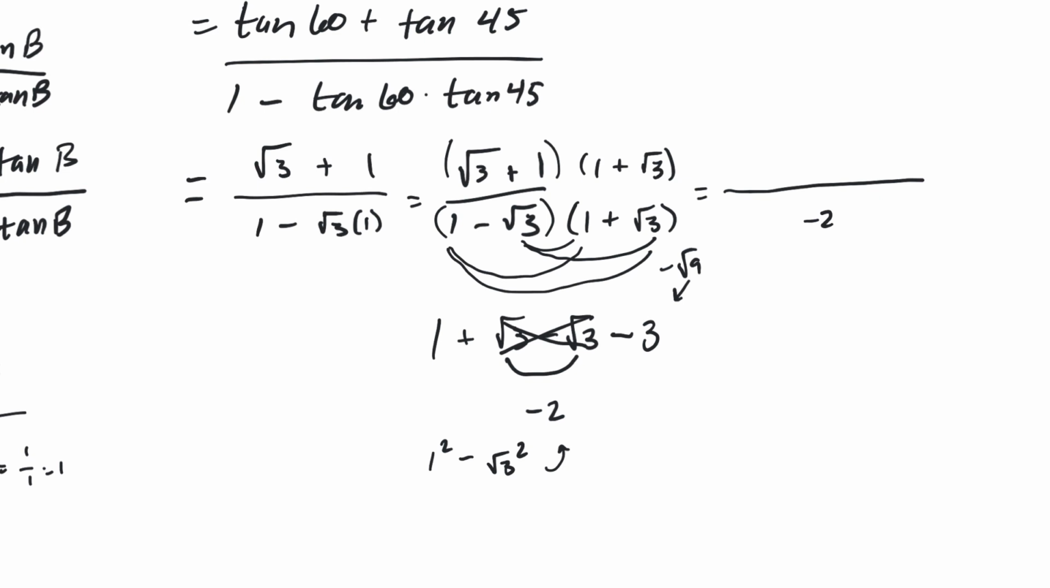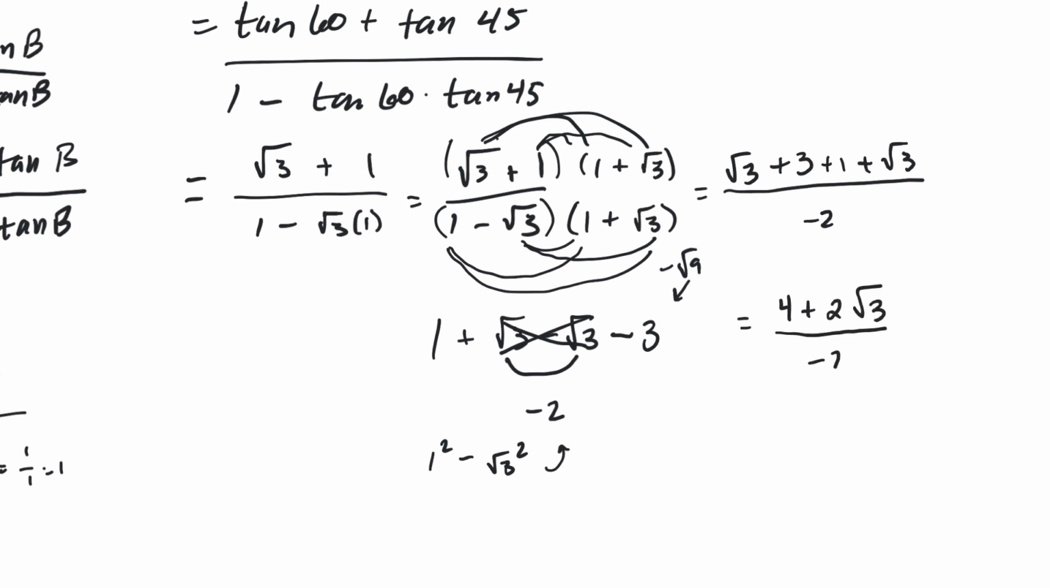On the top part, I have to FOIL the whole thing out. The first one is going to be root 3. The outer is going to be plus 3. The inner one is going to be plus 1. And the last one is going to be plus root 3 again. If I simplify that, I'm going to get 4 plus 2 square root of 3 all over negative 2.